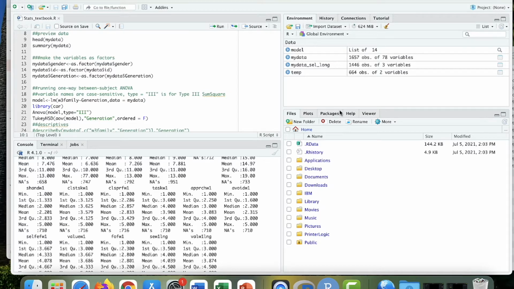Hi everybody, this is Tim Urdan, author of Statistics in Plain English, and in this video I'm going to show you how to run a one-way ANOVA in R.